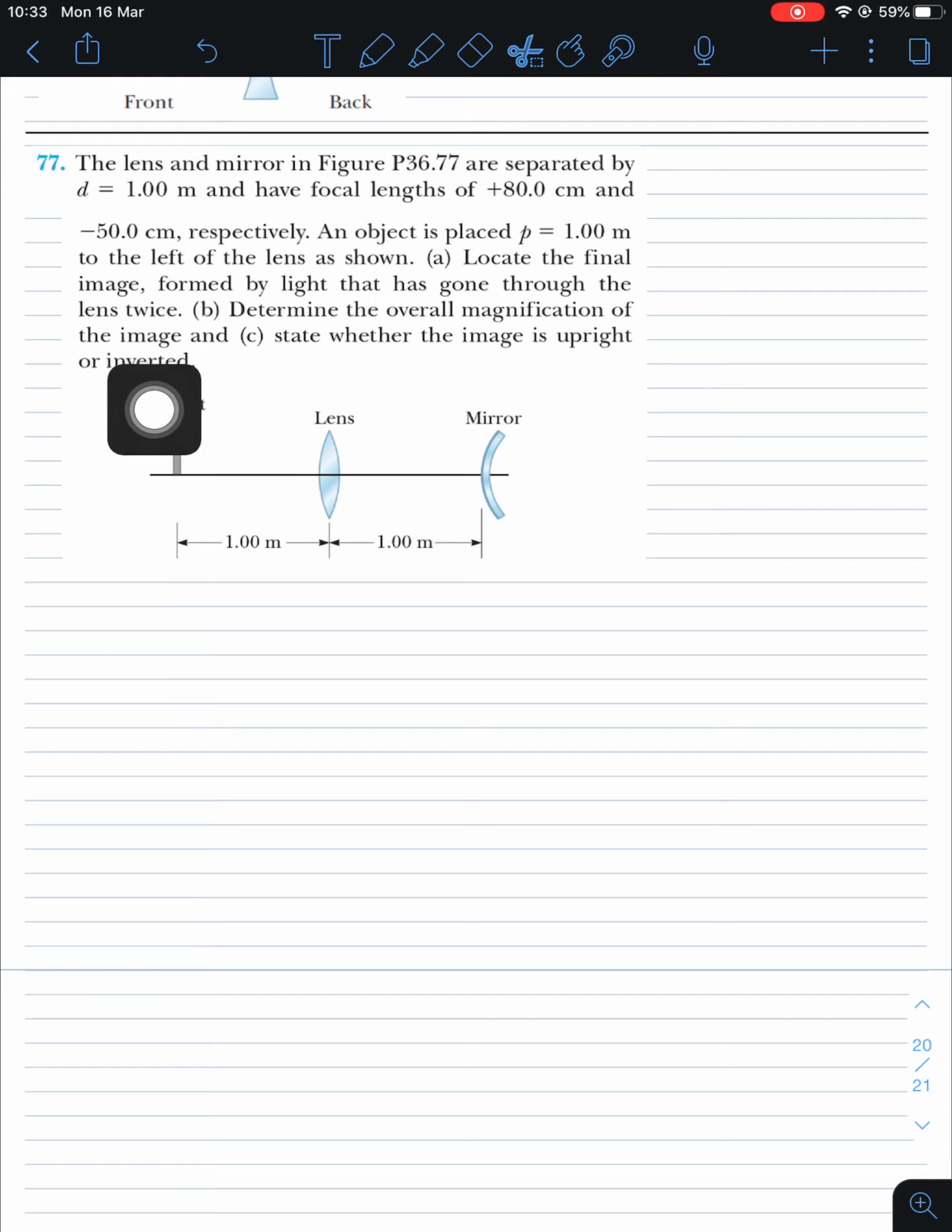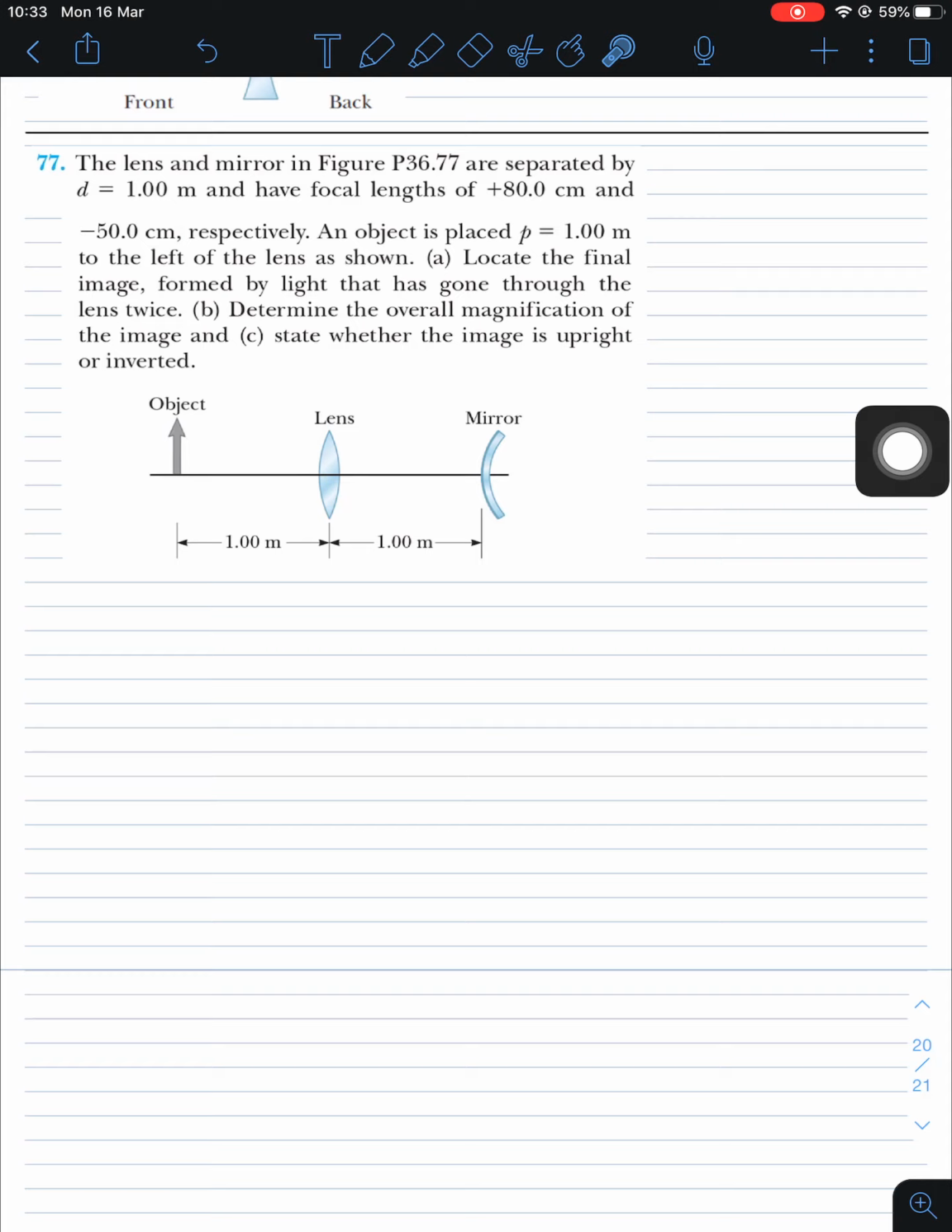So we have an object at a distance of 1 meter on the left hand side of the lens. Now from part A, we want to locate the final image formed by the light that has gone through the lens twice, and then find the overall magnification, and whether the image is upright or inverted.